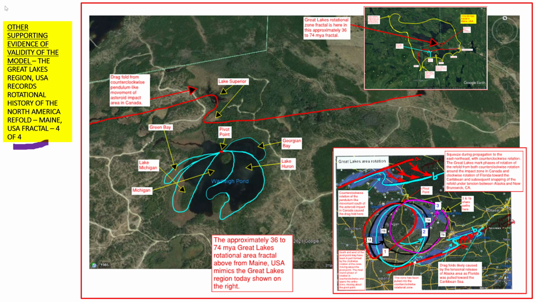This is the fourth of 4 slides for this subject. Great Lakes region USA records rotational history of North America refold, Maine USA fractal. We're in Maine. Okay, you can see the insert of, I call it about 60 million years ago, probably closer to 60. Again, just guessing, but discussed this previously. So there's the main fractal there. And I'm pointing to where the Great Lakes, in the red arrow, is where the Great Lakes region fractal is that's blown up here that we see.